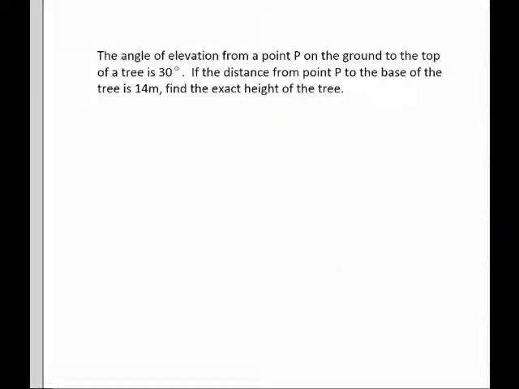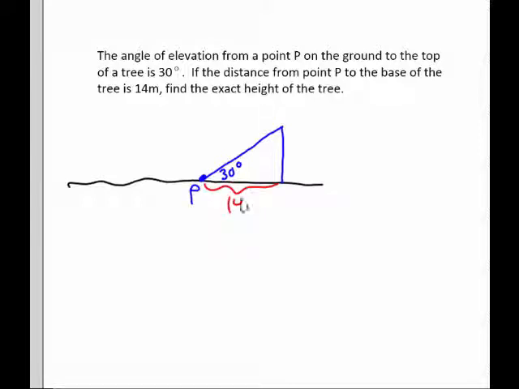Alright, one basic application of the special ratios in triangles. Let's suppose we have an angle of elevation from a point on the ground. Okay, so we need some ground. There we go. And from a point P to the top of a tree, so let's say our tree is here, the angle of elevation, which is the angle looking up, you'll remember, is 30 degrees. If the distance from the point P to the base of the tree is 14 meters, what is the exact height of the tree? Now you want to clue into this word exact.